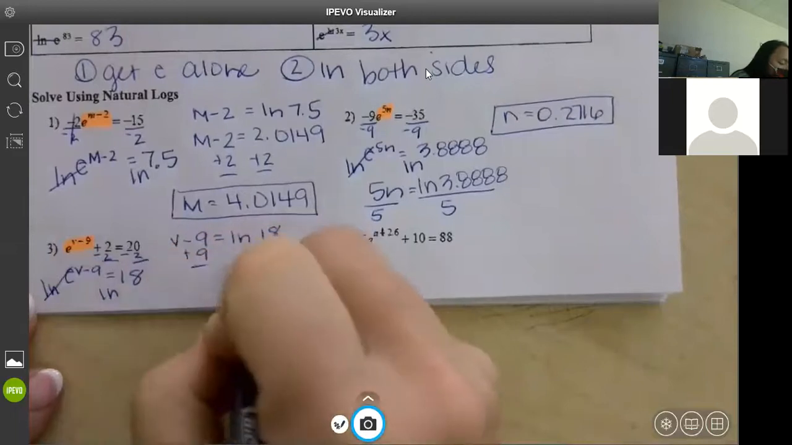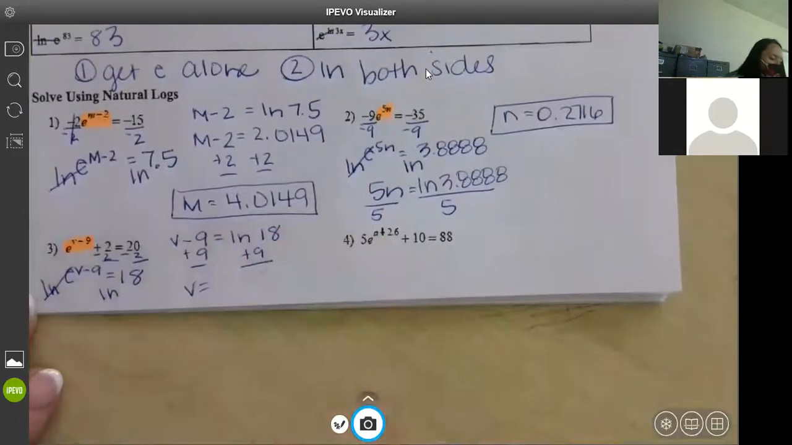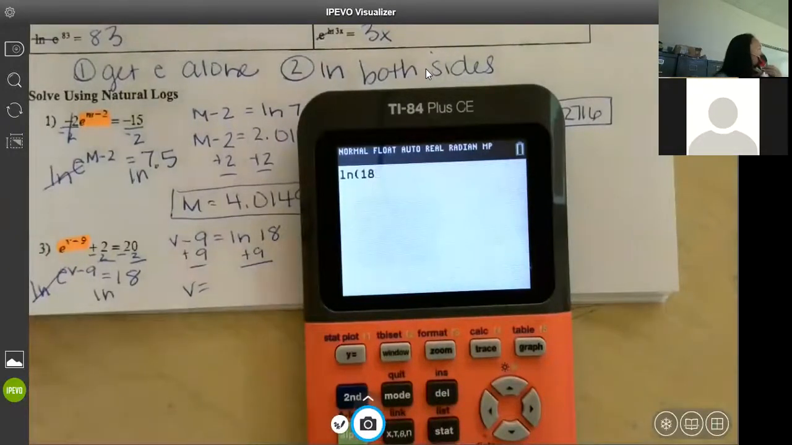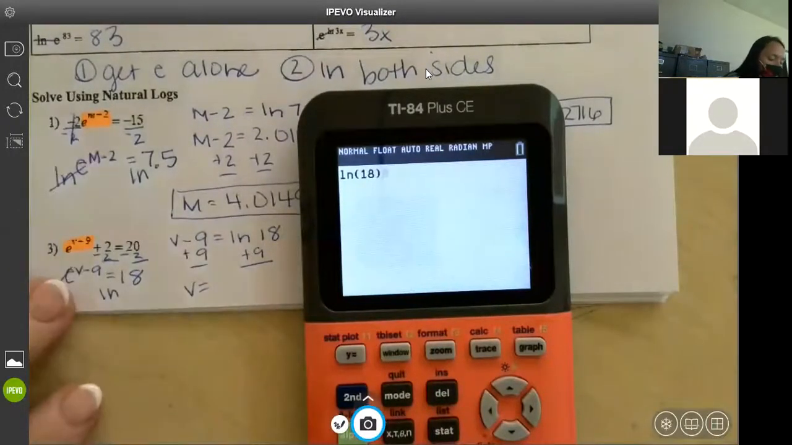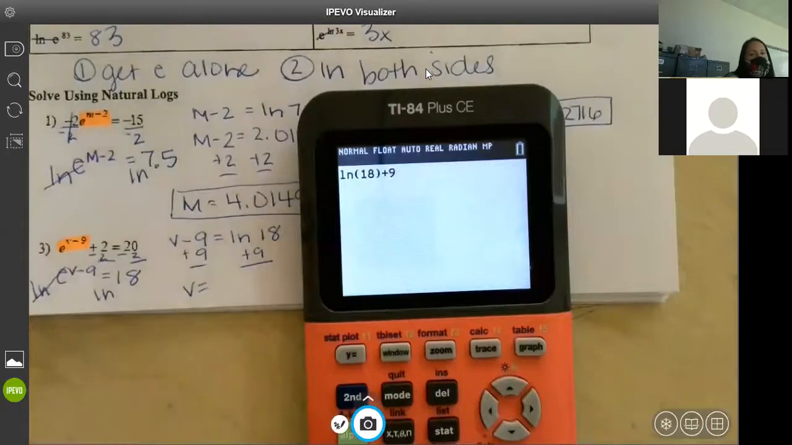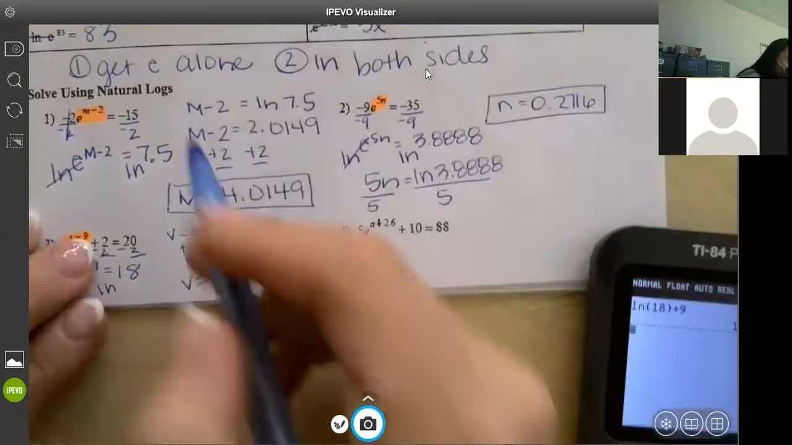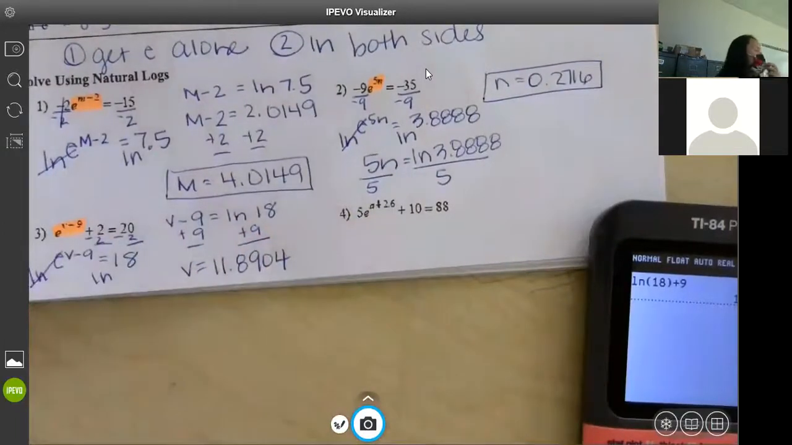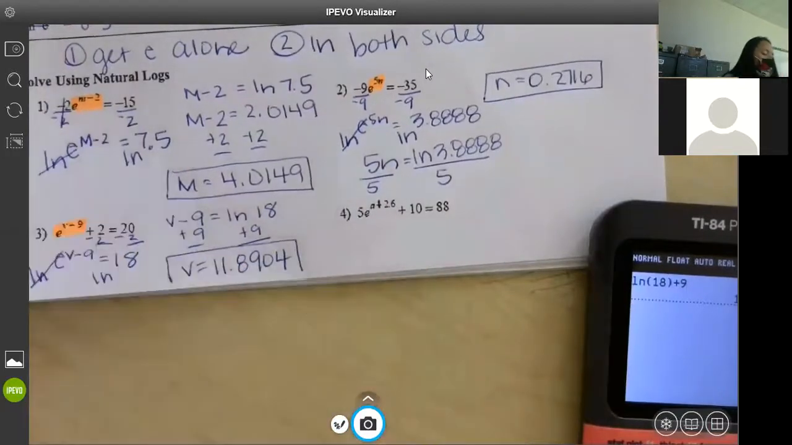So what I'm talking about is I'm going to put it in my calculator all at the same time so I can be a little bit lazier. And that's serious. That's not me being sarcastic or anything. I like to do everything all in one fell swoop. So just make sure you close the parenthesis on the back of the 18, plus 9, gives you 11.8904. If you gave me 8903, that's fine as well. Okay, so don't stress out about the rounding. I don't care. Pretty simple, right? Not too bad.